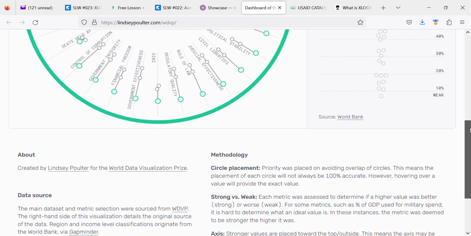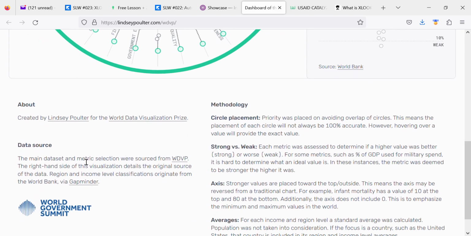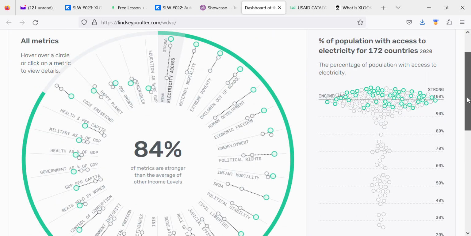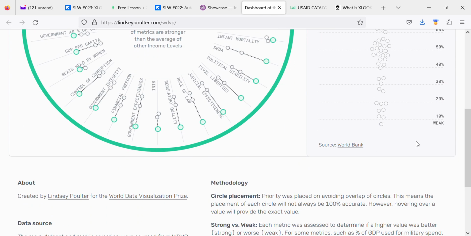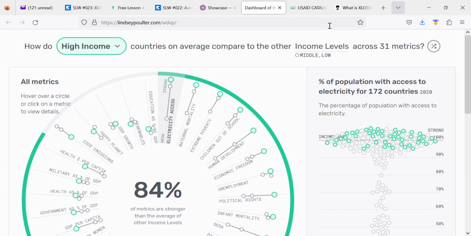This was created by Lindsay Poulter for the World Data Visualization Prize, and the data source is the main data set, and the metric selection was sourced from WDVP and the World Bank. The data on the right side is taken from the World Bank. How it compares is it compares this value against the selected one.